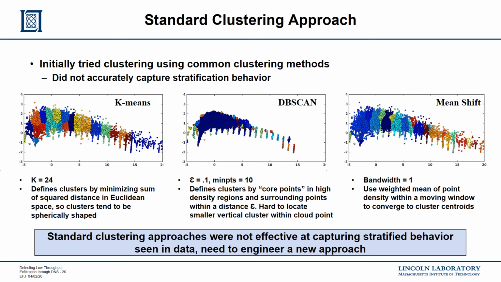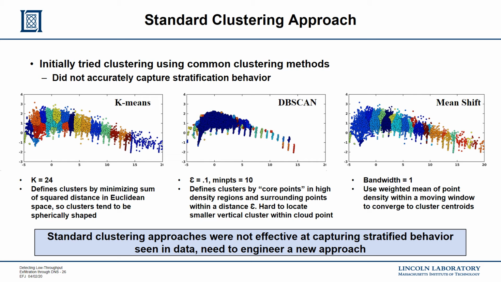Now that we can detect outliers in the dataset, the next thing we wanted to do was to baseline the data. By doing this, we can see changes in the behavior of a domain, which is expected in the case of low throughput exfiltration over time. Our approach for this is to identify clusters in the data and then see if domains switch clusters between days. We initially tried clustering using common clustering methods, and those are shown as the 3 panels here. So on the left we have k-means, in the middle we have the results from DBSCAN, and then on the right we have the results from mean-shift.